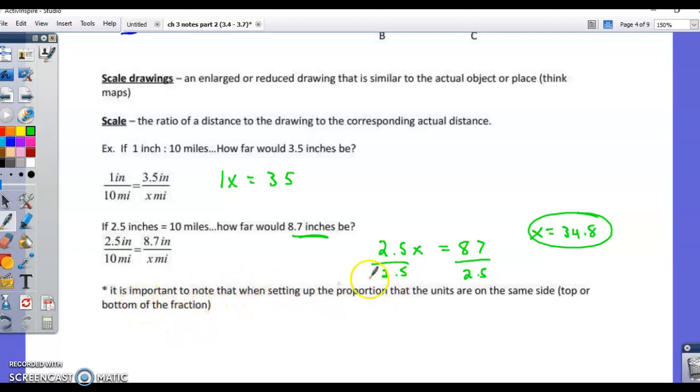It's important to note that when setting up the proportion, the units are on the same side, just like we've done in the previous sections. So depending if it's the top or the bottom. For example, if I said 10 miles to 2.5 inches, I would have to set up the unknown, or the 8.7, on the bottom, and the unknown on the top. When we cross multiply, we still get to this step. So as long as you set it up consistently, you'll still get the answer.